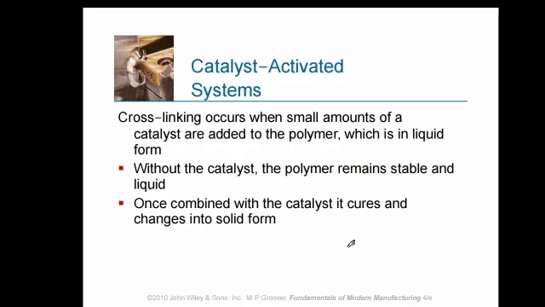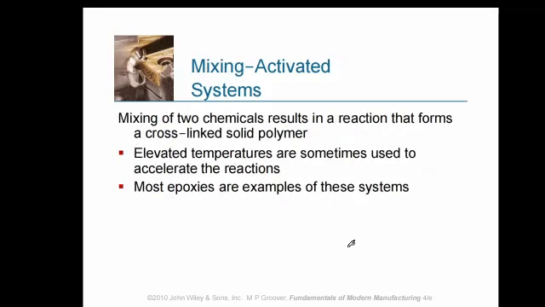When it comes to catalyst activated systems, we incorporate some catalysts, and the catalyst is in liquid form. And in the absence of a catalyst, the polymer remains stable and liquid. Once you add the catalyst, the plastic is cured and changes to solid form due to the cross-linking.